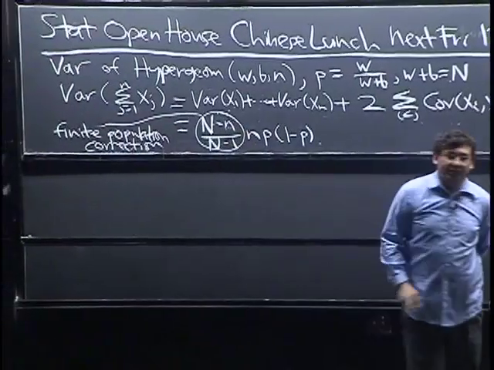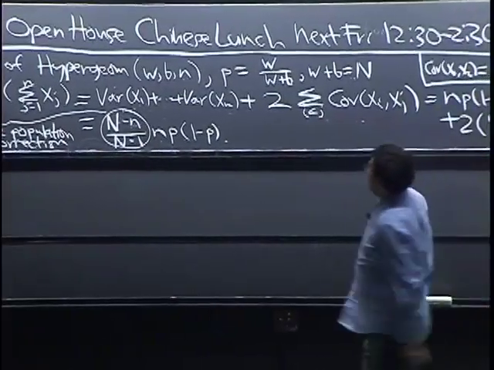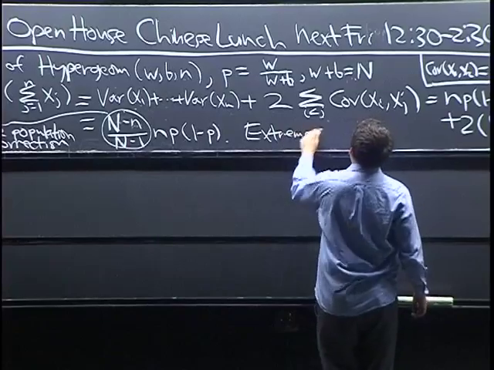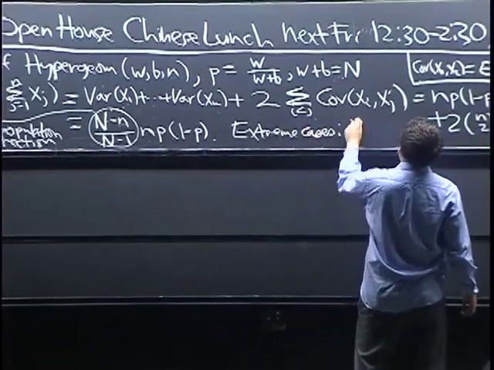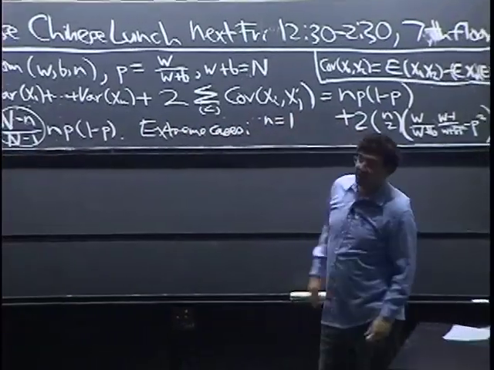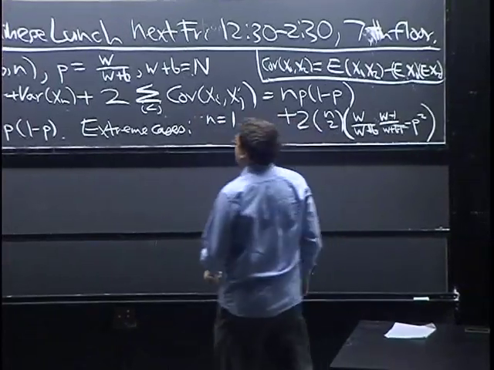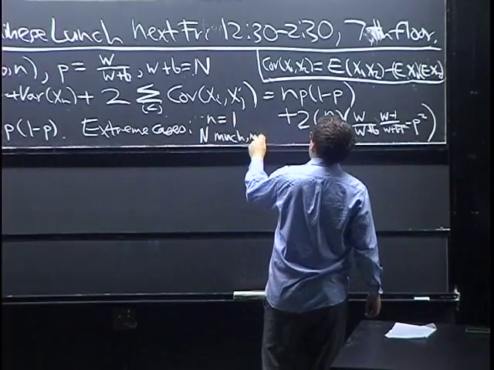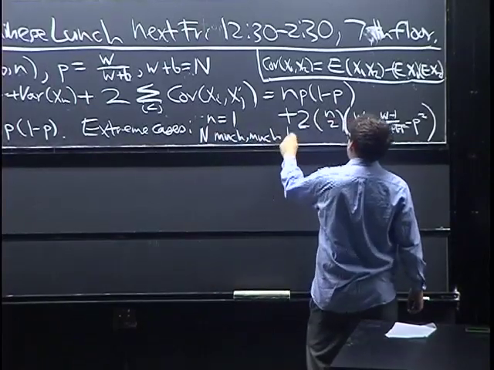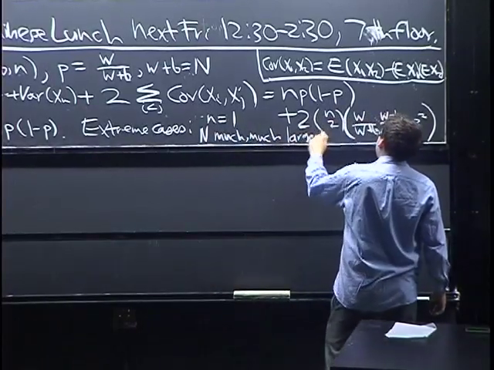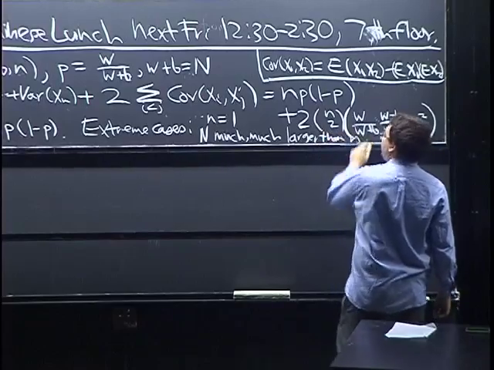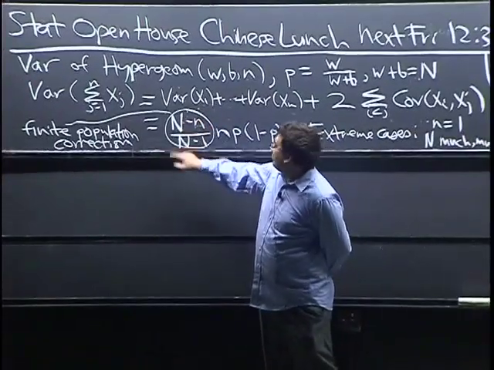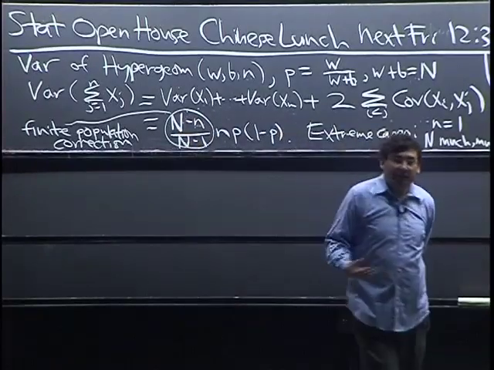And now let's consider another extreme case. So here, I'll just write that down, extreme cases. So one extreme case is n equals 1. And the other extreme case is if big N is much, much larger than little n. Little n is, say, 20. Big N is 100,000.